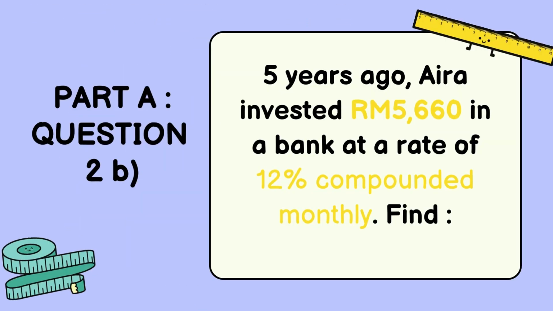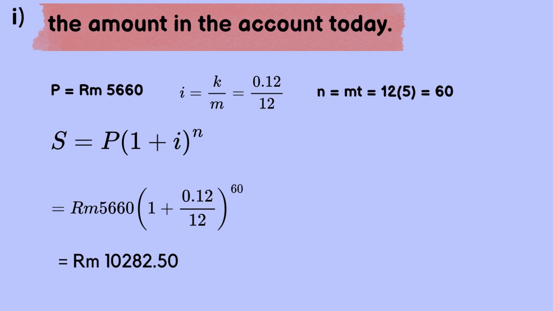Part A, question 2B. 5 years ago, Ira invested 5,660 ringgit in a bank at the rate of 12% compounded monthly. Number 1, find the amount in the account today. So we will use the compound interest formula, which is S equals P open bracket 1 plus i close bracket power of n.